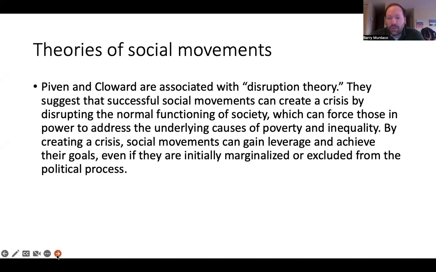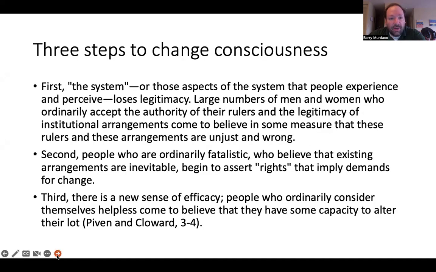Their focus is also on movements of the poor, hence the title of the book, obviously, Poor People's Movements. By creating a crisis, social movements can gain leverage and achieve their goals, even if they are initially marginalized or excluded from the political process. They lay out their theory in the first chapter of the book, which I'll cover a little bit, and then apply this theory to the rise and fall of various social movements in the United States, from the 1930s through the 1960s. And of course, we'll focus on the civil rights movement.